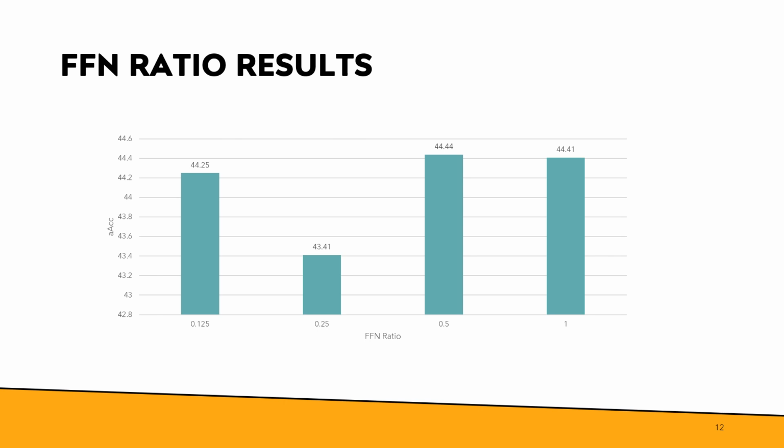It had a pixel-wise accuracy of 44.44%, closely followed by the FFN ratio of 1 configuration with an accuracy of 44.41%. The worst performing model was the default feed-forward network ratio of 0.25 with an accuracy of 43.41%. The model with the smallest FFN ratio achieved an accuracy of 44.25, which was surprising.